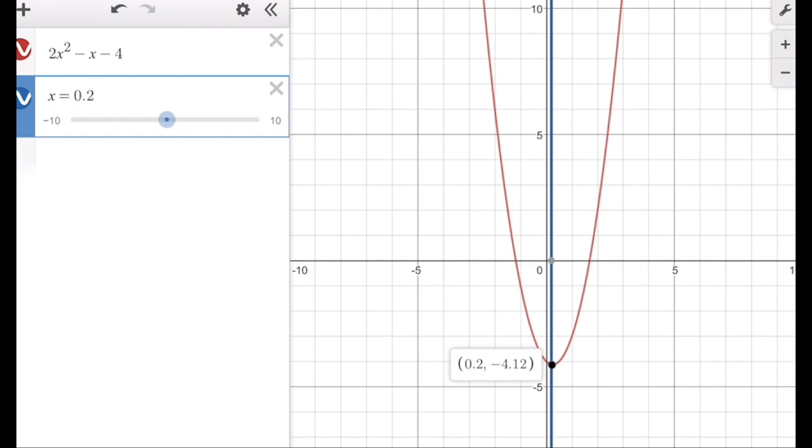Our domain is all real numbers because our parabola will continue opening up from left to right forever and ever. Our range is slightly different. Our range, notice, will start at negative 4.12, our y value down at the bottom, and will continue up forever and ever. So our range is from negative 4.12 inclusive through infinity. We are increasing from 0.25 to infinity on the right-hand side of our graph, and we are decreasing from negative infinity to 0.25.